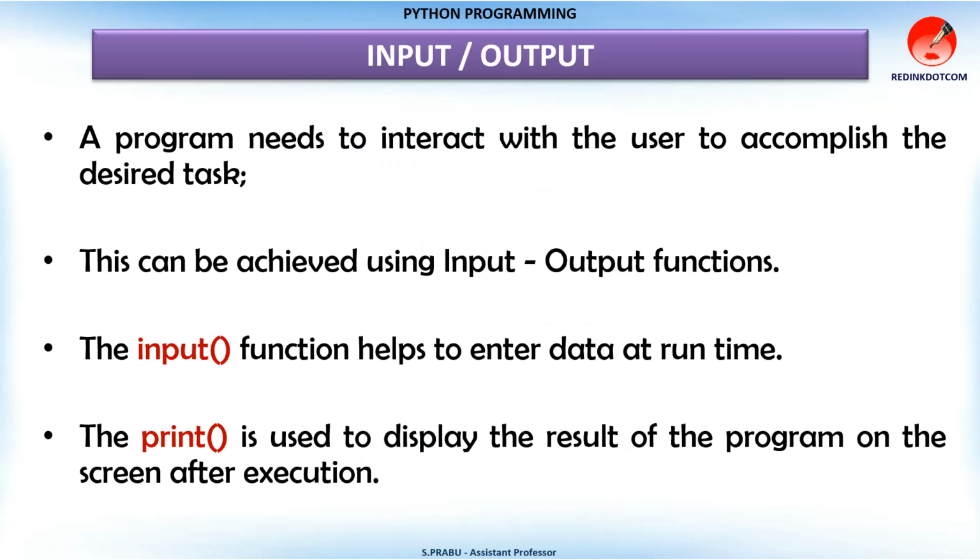These input and output functions allow a program to be dynamic because they enable interaction between the program and the user, making the program adaptable to different situations or data. So, for every execution, we can get different input and produce different outputs. The input function in Python is used to get data from the user as a string. Whatever data we enter is taken only as a string value. Even if you type an integer value or floating point value, it is treated as a string value.